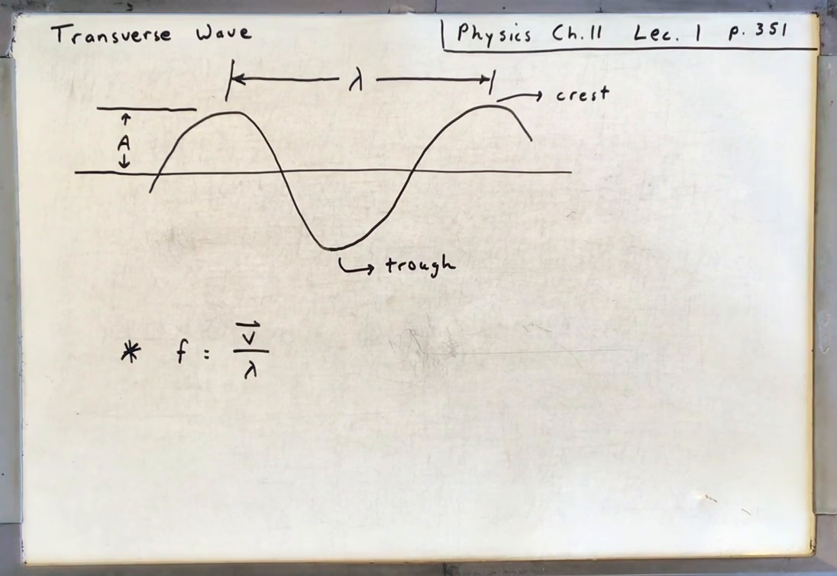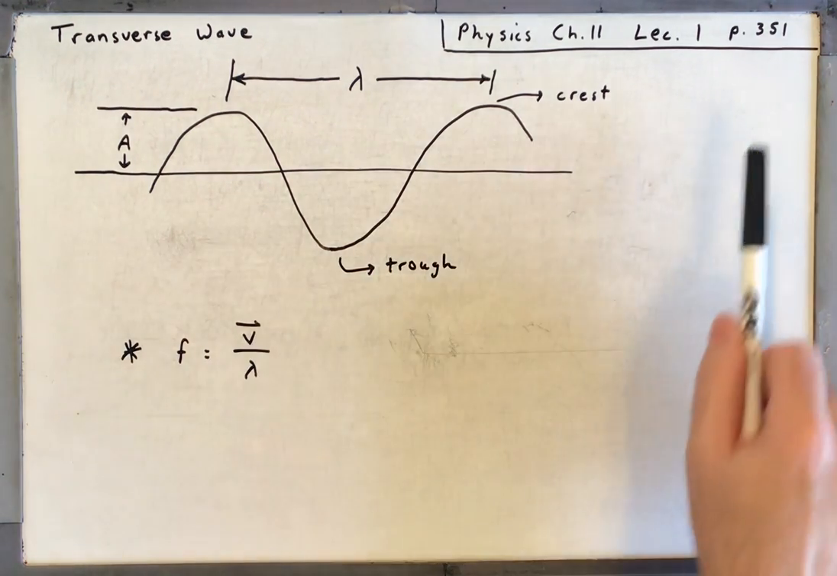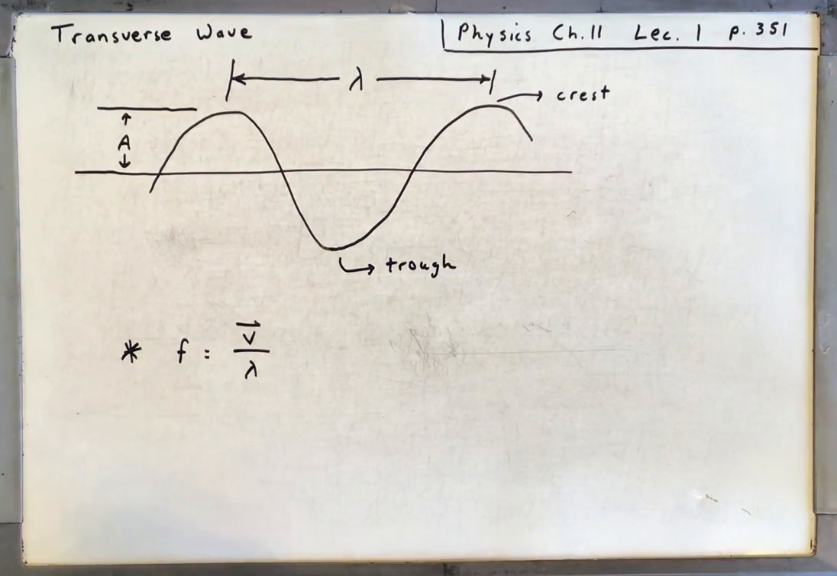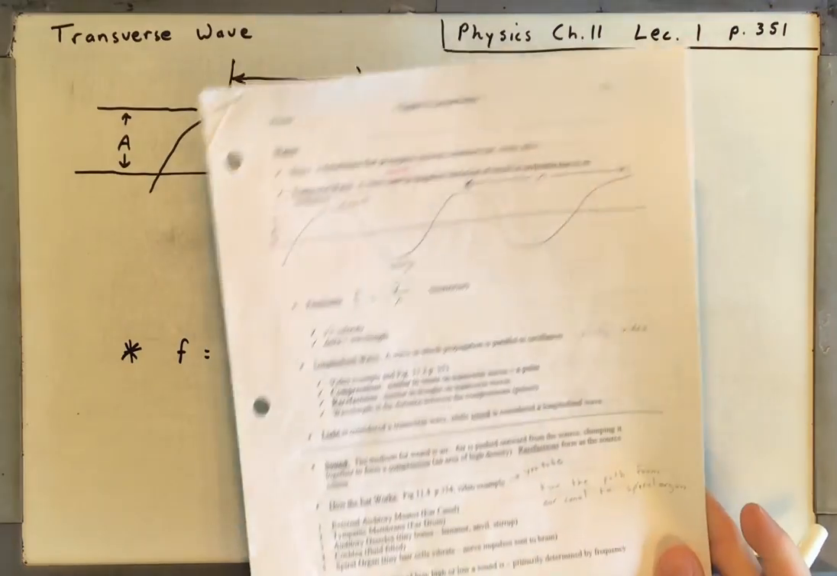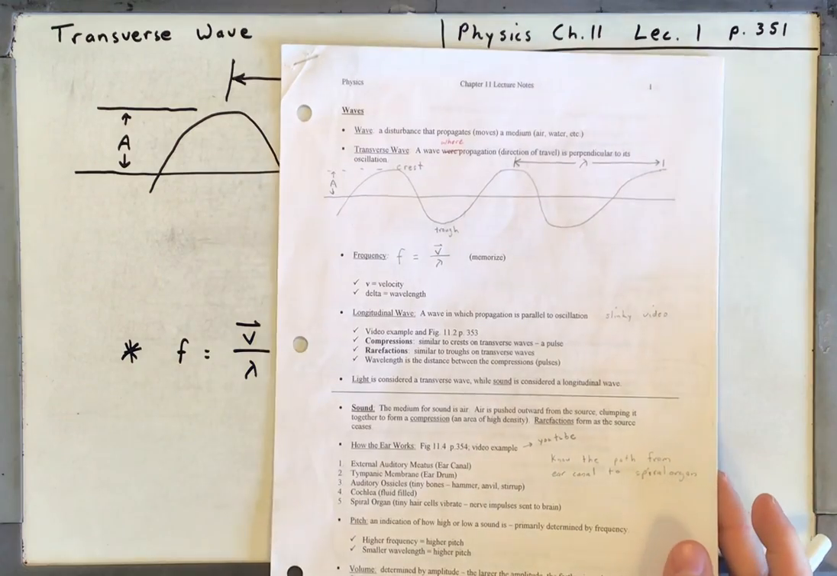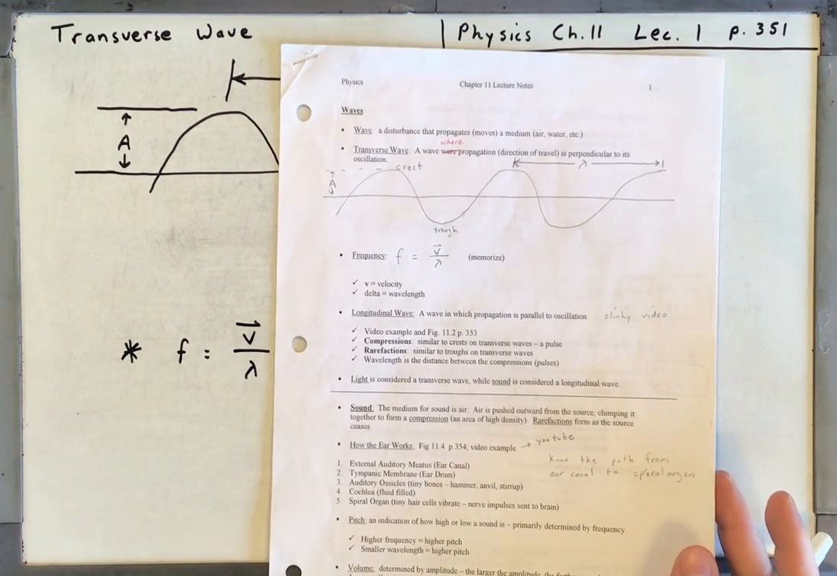Hello there, this is Physics Chapter 11, Lecture 1. You're going to need to open your book to page 351. Actually, 352 is the first page we'll be looking at. And have a printout, a blank printout of your Chapter 11 lecture notes.